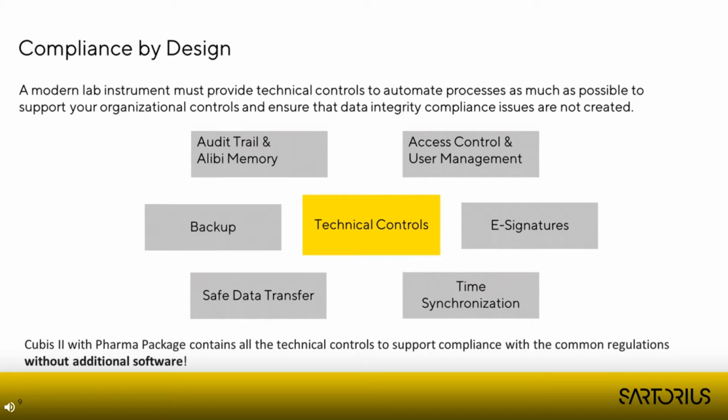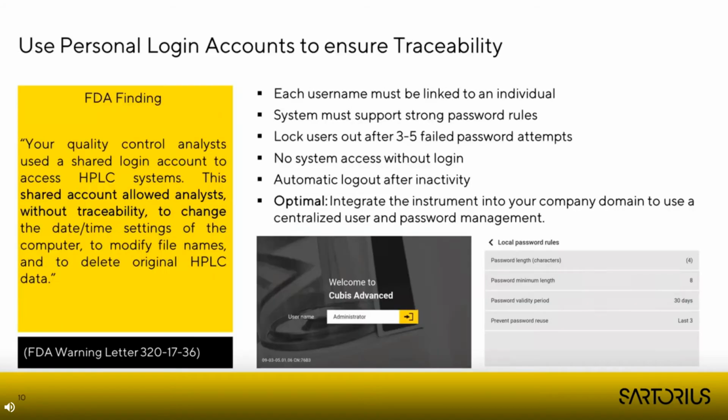In the next slide, I will show you how you can use these different features to prevent data integrity issues, and I will do this with examples from our Cubis 2 balance. The Cubis 2 balance from Sartorius provides all these features without the need of any additional PC-based software. This makes it very easy for you to integrate the balance directly into your LIMS or ELN system, and it also reduces the validation and maintenance costs at the end.